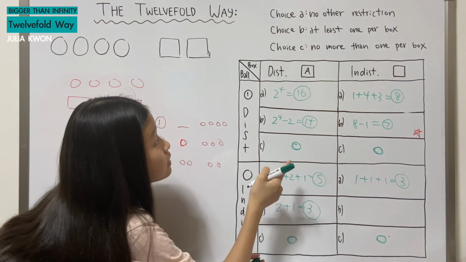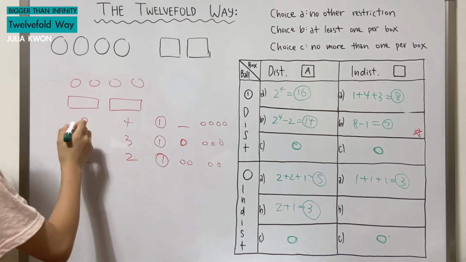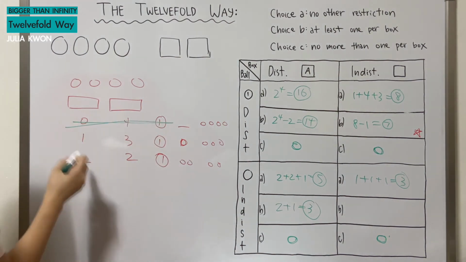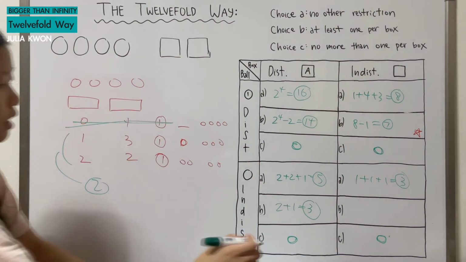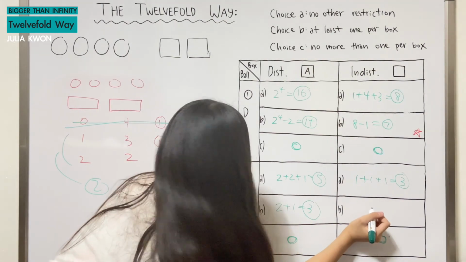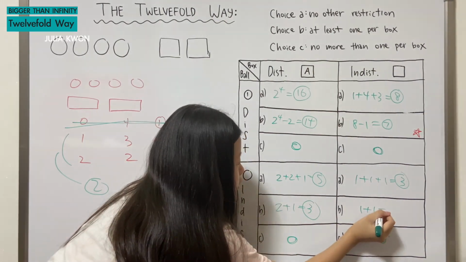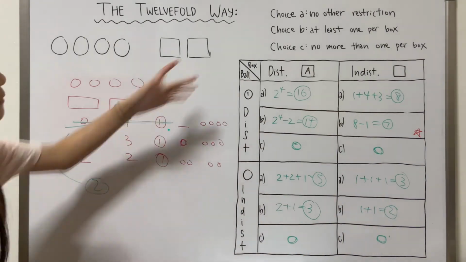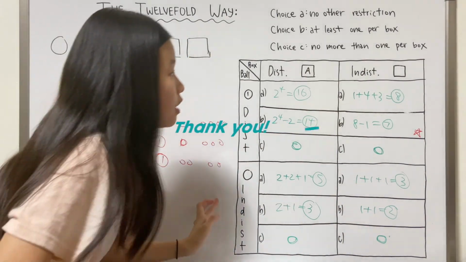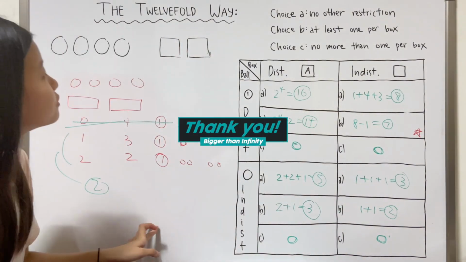And for B, at least 1 ball per box. We just cross this out and we have 2. So that will be 1 plus 1, which is equal to 2. So we filled out all of the columns in this video.